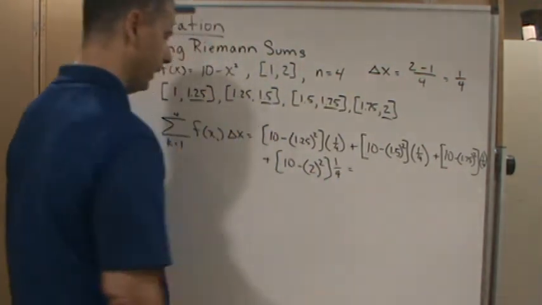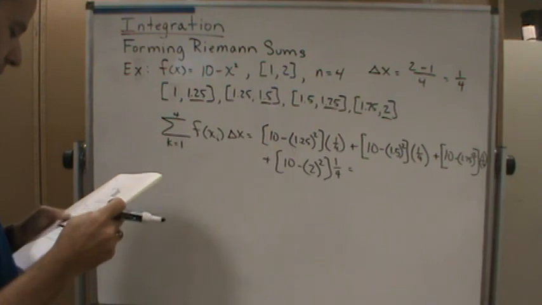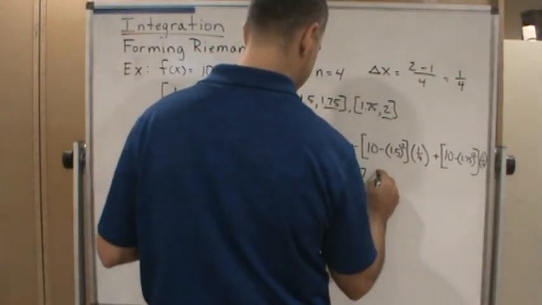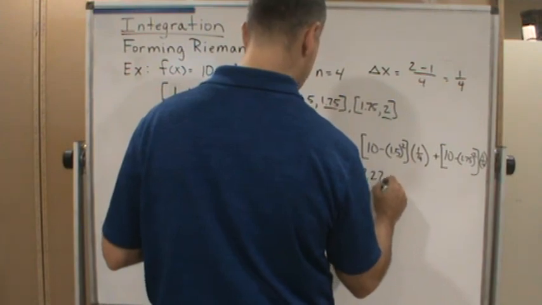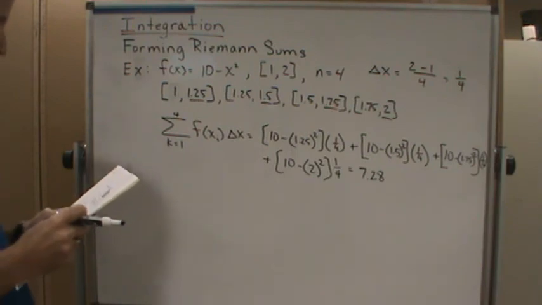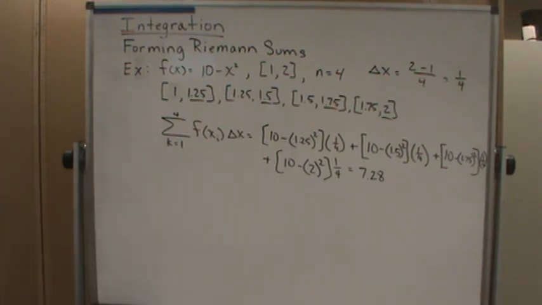And of course, if we put this in your calculator and you add it all up, you get 7.28. And that would be the lower sum or the underestimate.